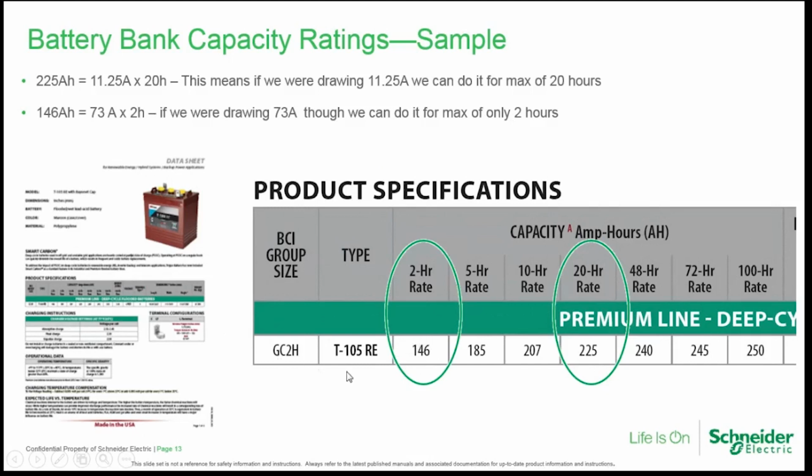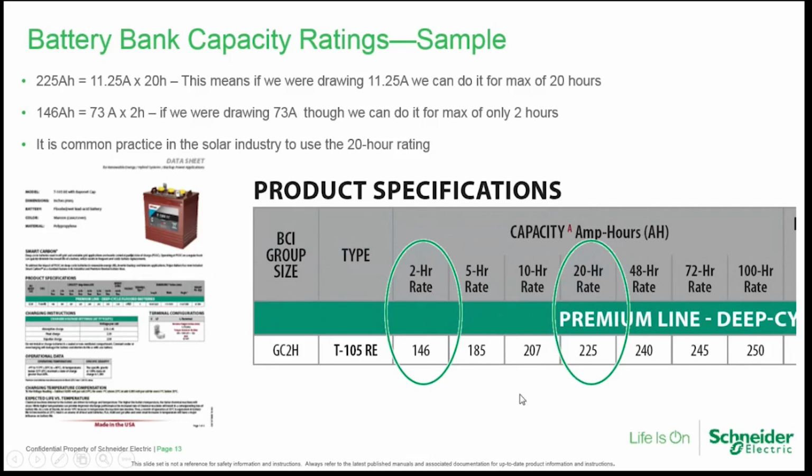So if someone tells you what the amp hour capacity of the battery bank is, you're hoping that they're also telling you the rate, because you don't know if it's this or something way over here. In the solar world, generally, we will use the 20-hour rate.